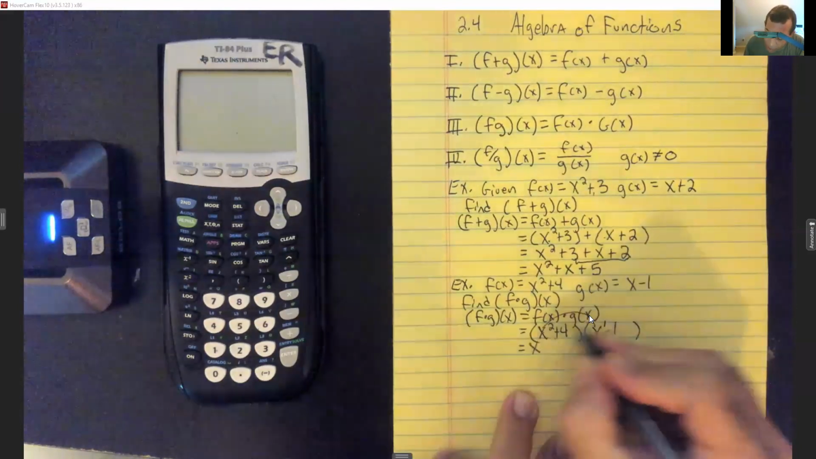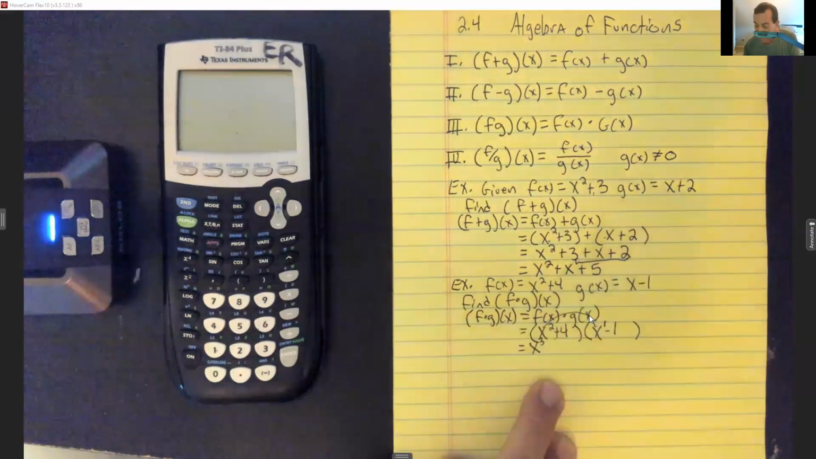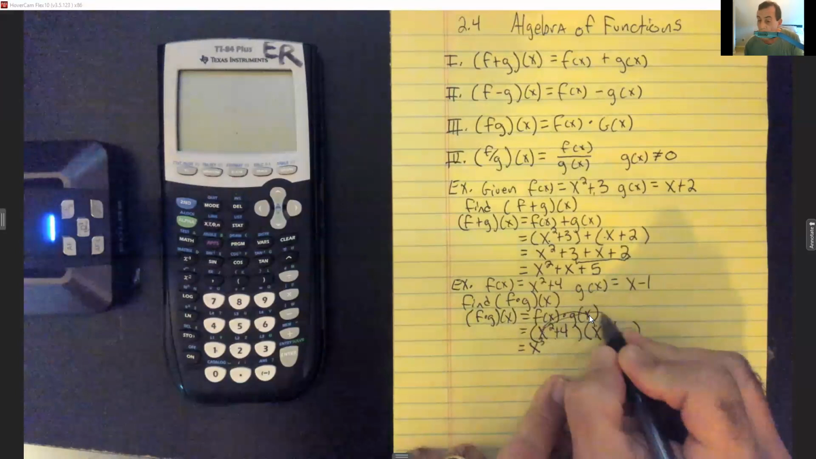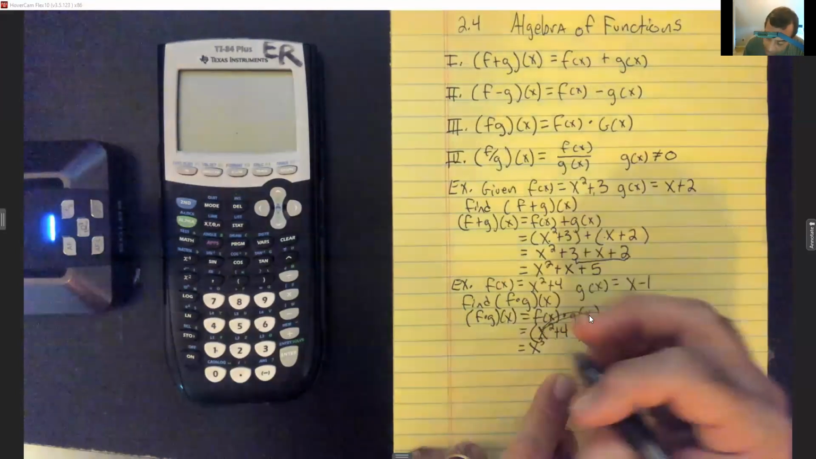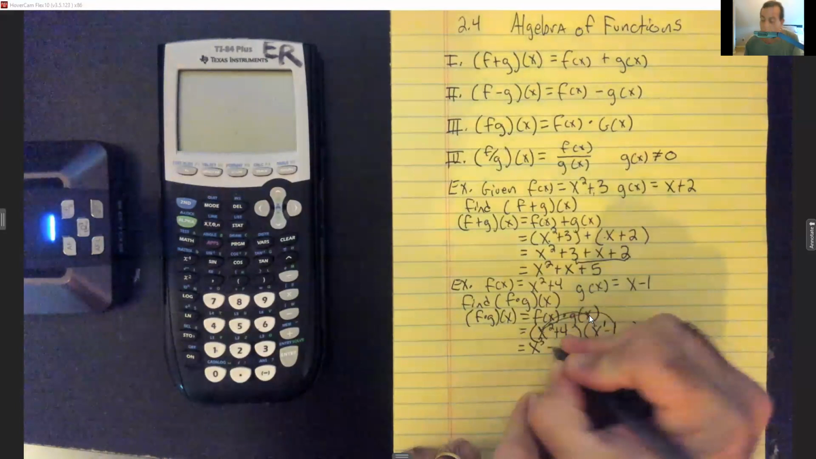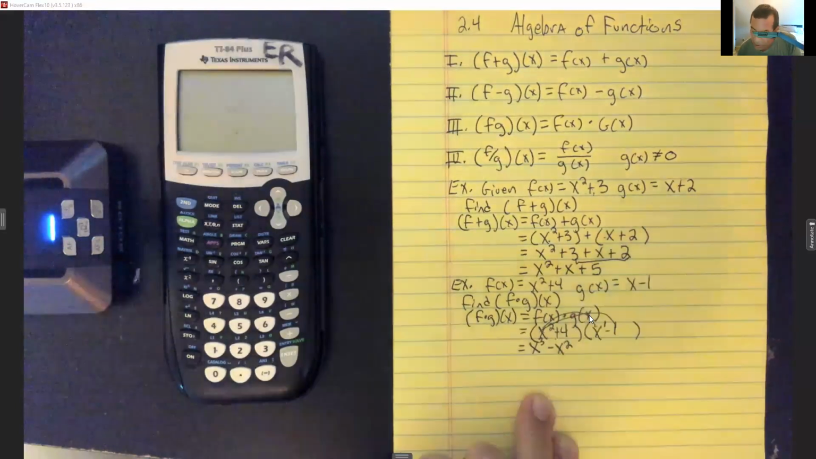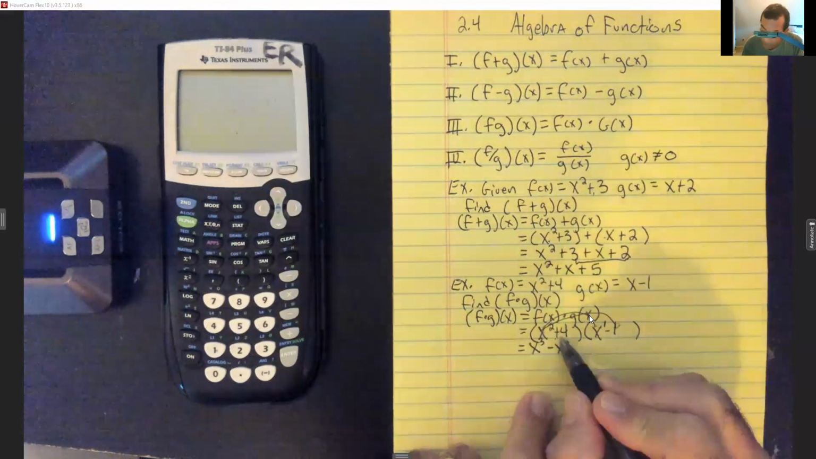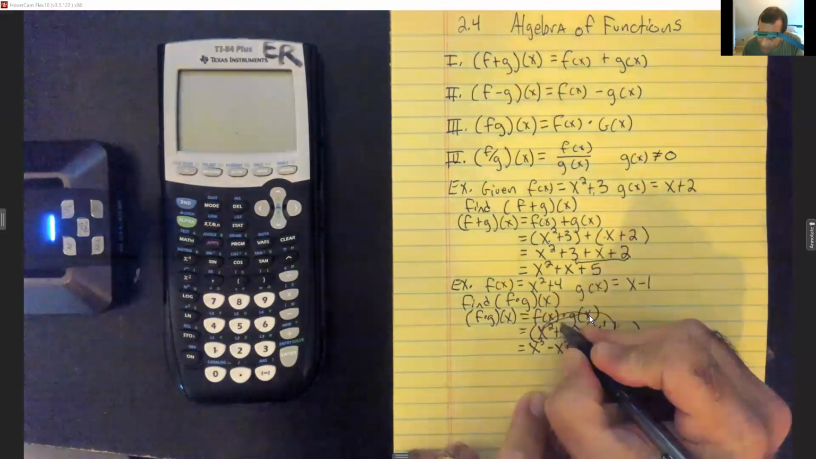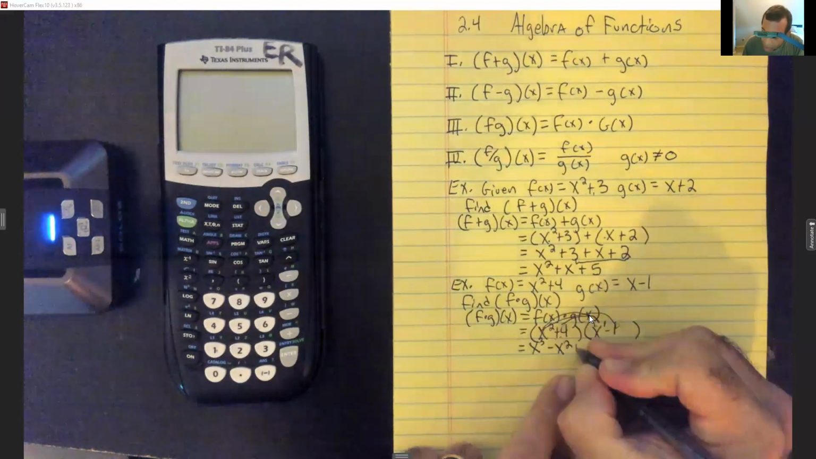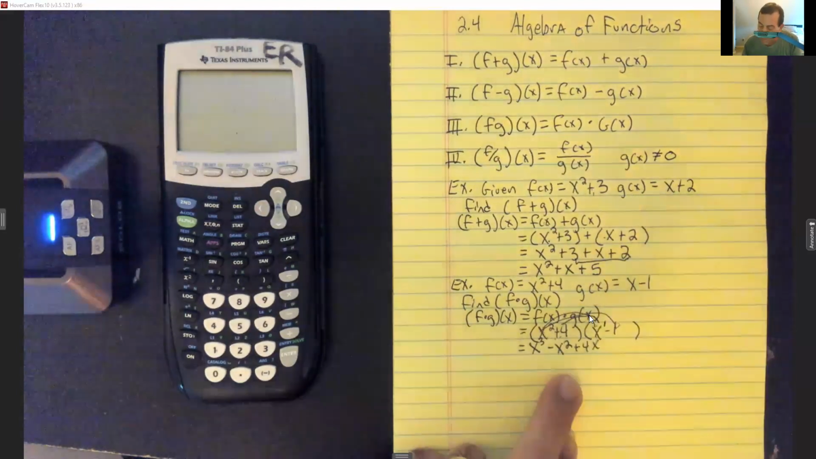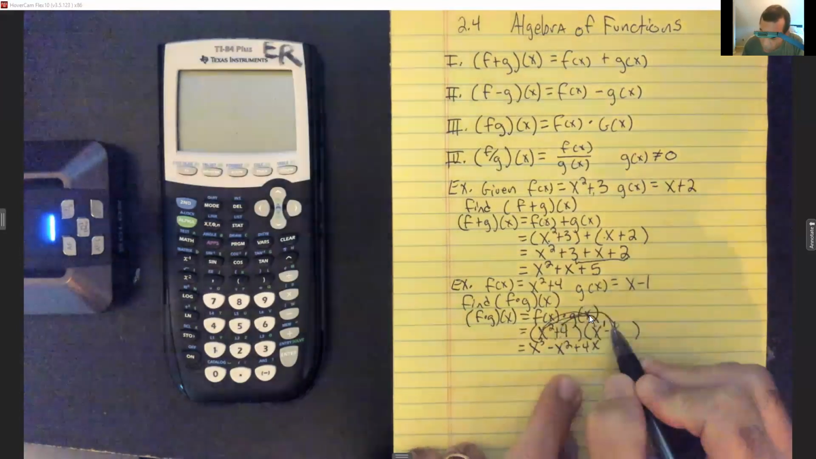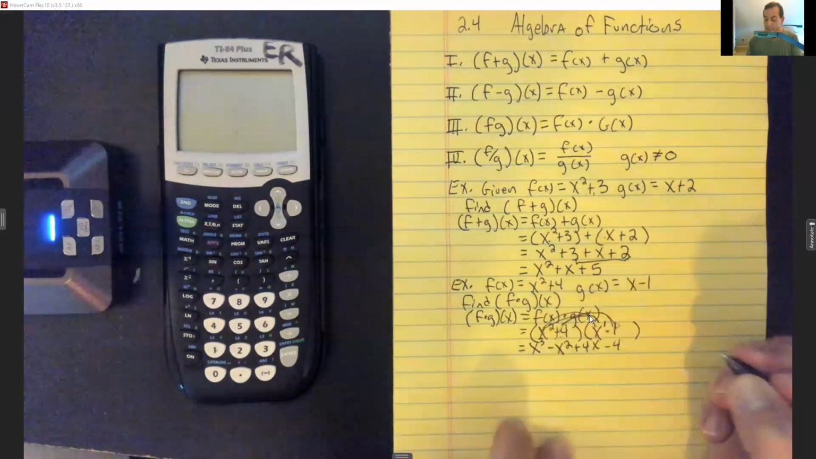2 plus 1 is 3, so I get an x to the third. Then you would take that x squared times that negative 1. Well, negative 1 times x squared is a negative x squared. So see, you just distributed the x squared. Now you've got to distribute the positive 4. So the 4 times the x is just a positive 4x. And then you take the 4 times the negative 1, and 4 times negative 1 is a negative 4.